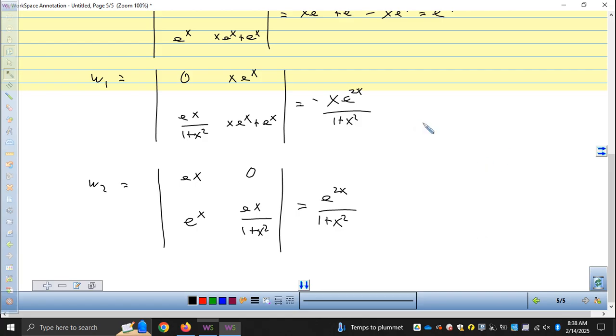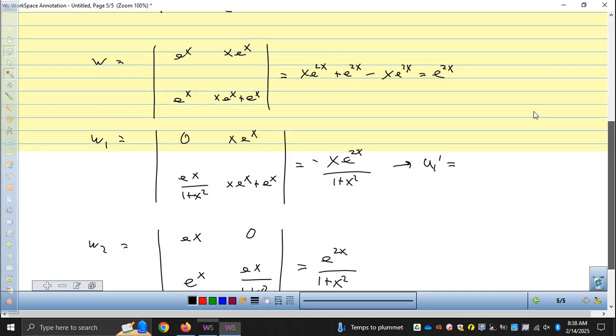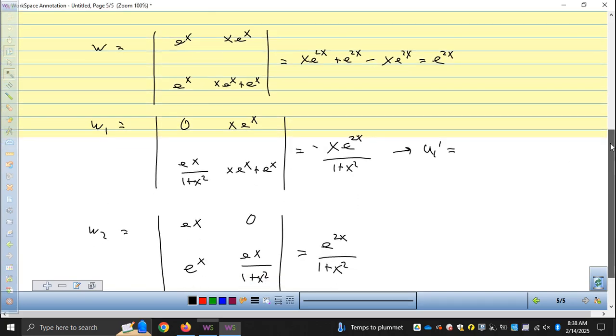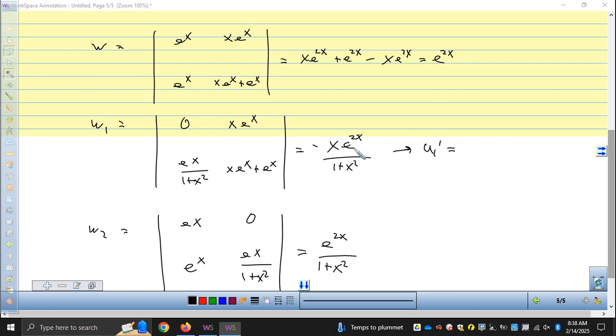So U1, I'm going to go over here. U1 prime is W1 over W. So this e to the 2x divides out this e to the 2x. So we get negative x over 1 plus x squared. U2 prime, we divide this by e to the 2x, and I just get 1 over 1 plus x squared. And we're going to integrate these two. Are we starting to do the integrals already in our heads? We know we get one of them an inverse tangent, right? This one's a nice u sub.